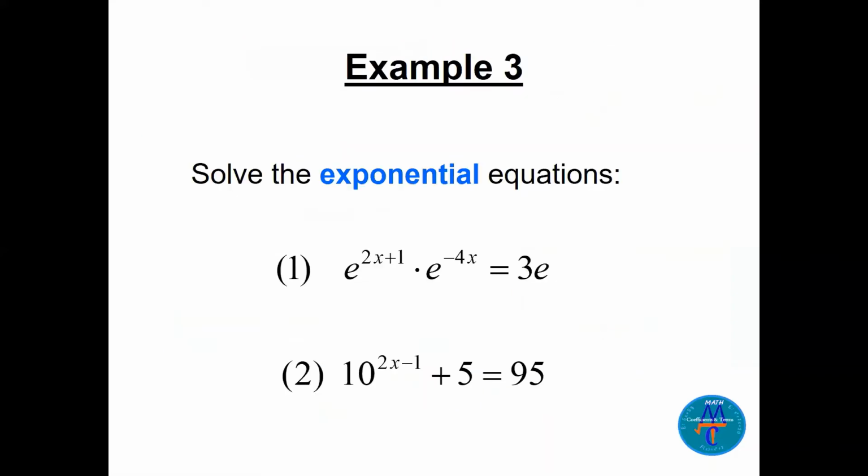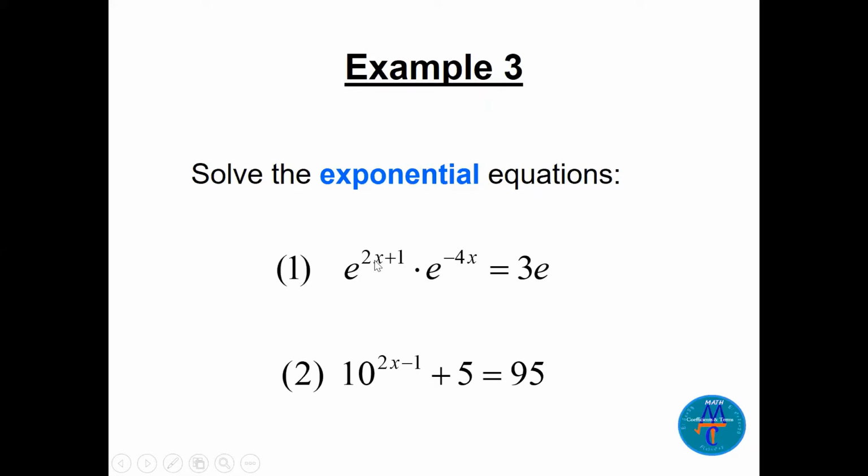Now, more difficult questions in example number 3. We have also two parts. For sure here we have to rearrange it because we have something times something equal to 3e. So we can rearrange. You see here we have the same base e.